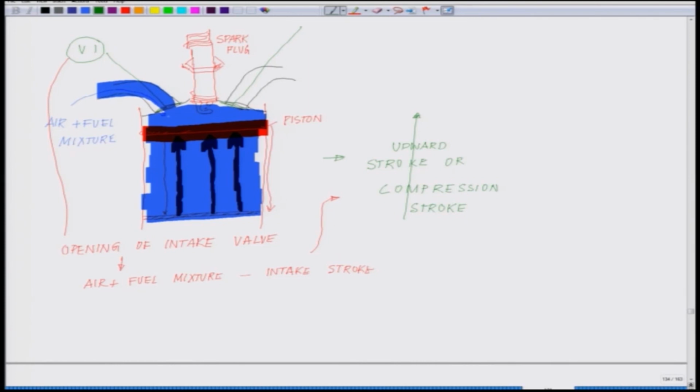Now, follow here. In this zone it is all a compressed mixture. This compressed mixture is now ignited by the spark plug. Step 3 is being ignited by the spark plug.